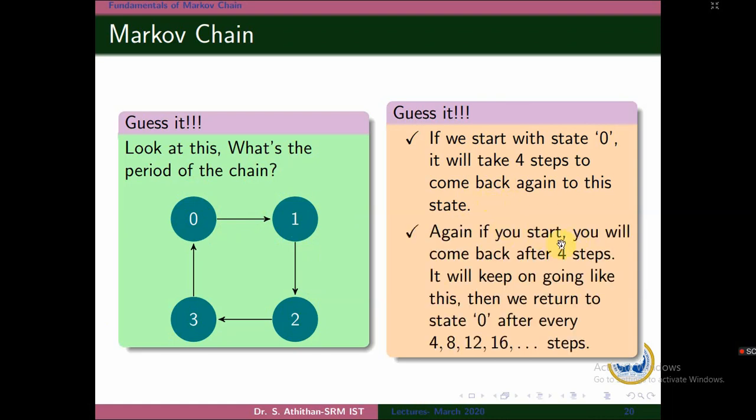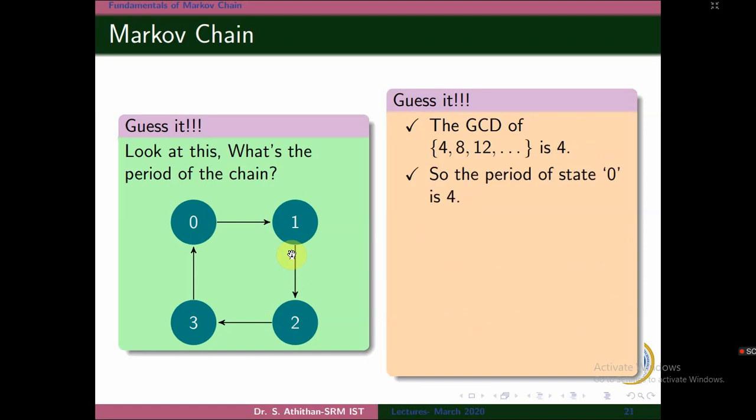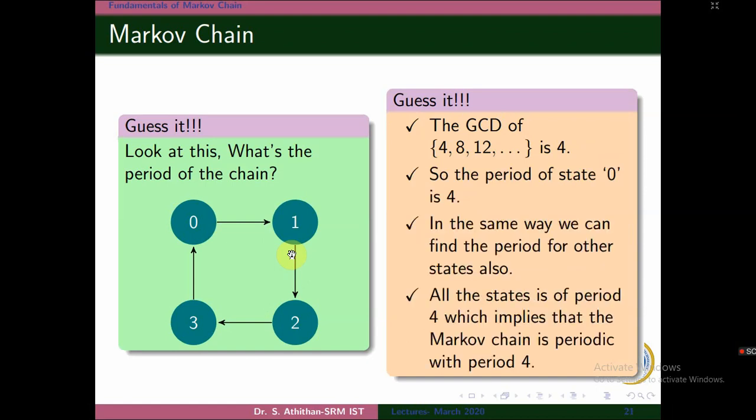Once you come back to 0, you can start again, and it will take another 4 steps. If you start again, another 4 steps. So 4, 8, 12, it will keep on going like this. So the GCD of these will be 4. So the period will be 4 for this Markov chain. That is what I explained here.